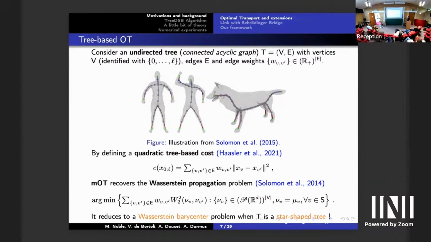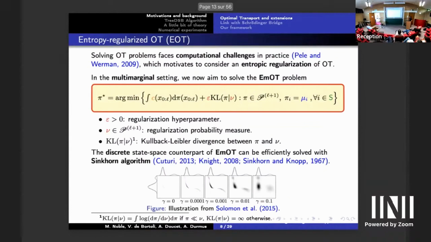And so if you consider a tree which is star-shaped, so basically you have a central node with leaves that are linked to this central node, if you compute this in this case, you recover the Wasserstein barycenter. So now the question is, okay, how can I solve it? Can I solve it in an unregularized manner or regularized manner? And that's what we're going to see.